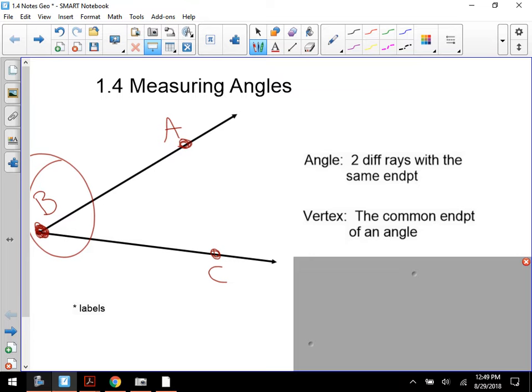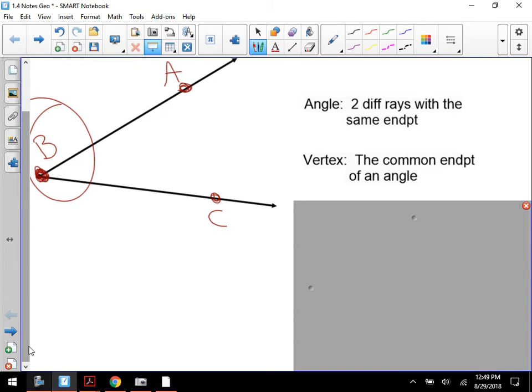Rays, on the other hand, the order always mattered because remember, your ray always started with the endpoint, and it went through whatever other point. When we deal with angles, the real important thing is that the middle letter is always the vertex.